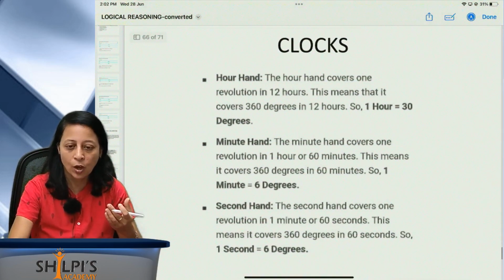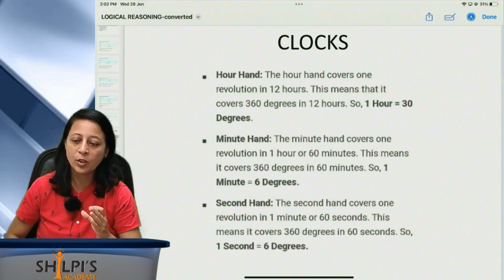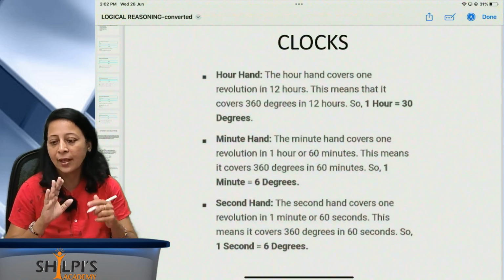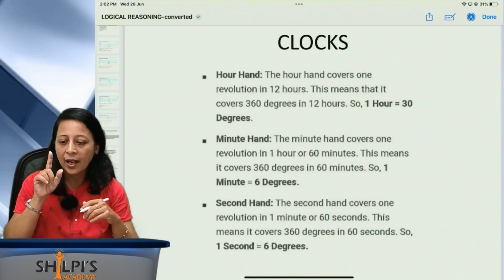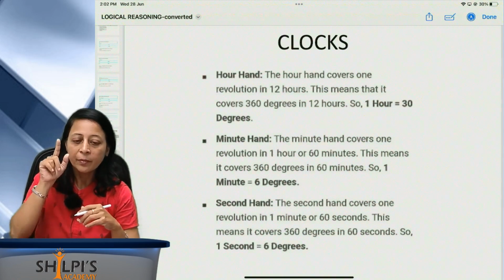Now next comes clocks. Clocks is also as important as your calendar. Okay. So we know that in a clock there is an hour hand, there is a minute hand, there is a second hand. The hour hand will be smaller in size, right?